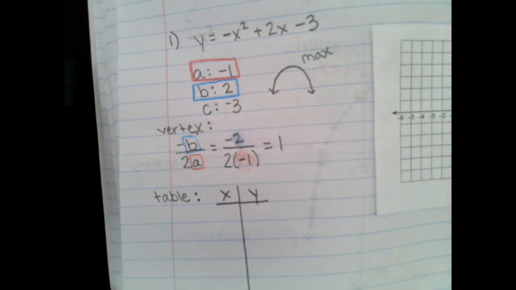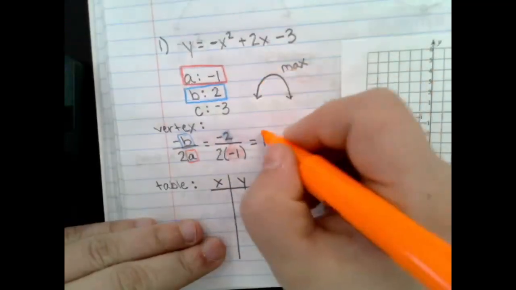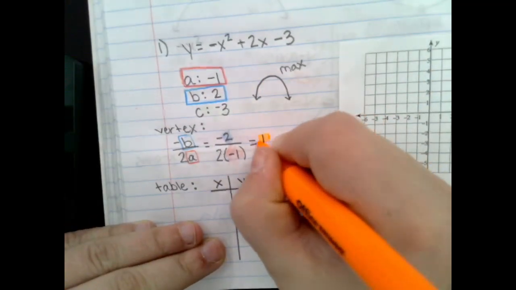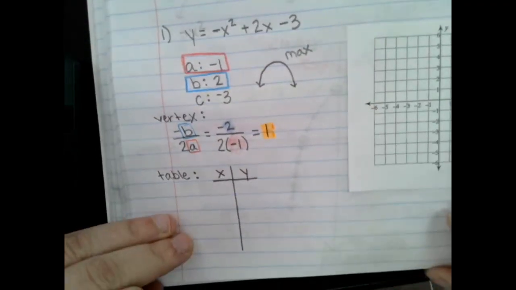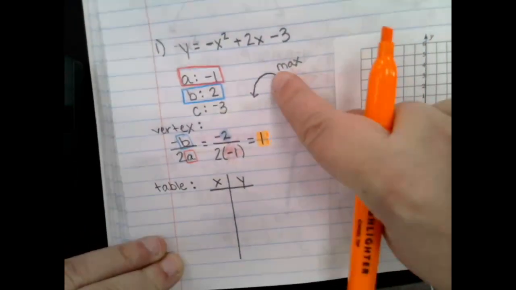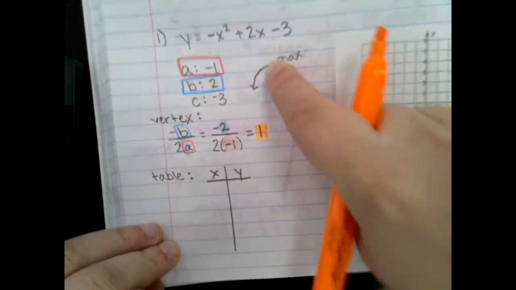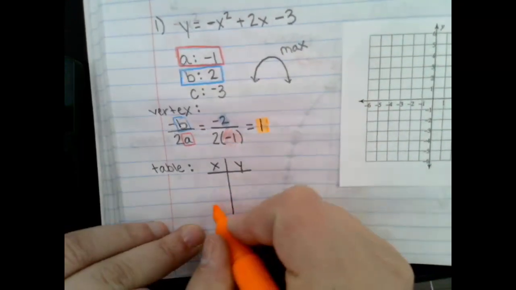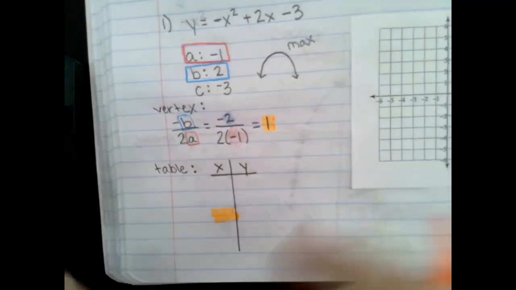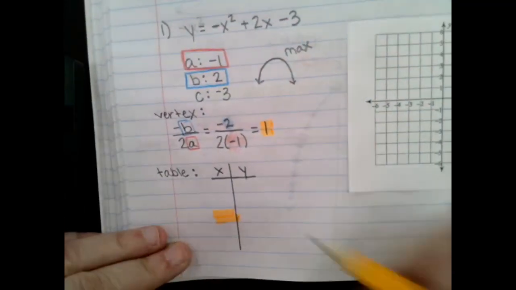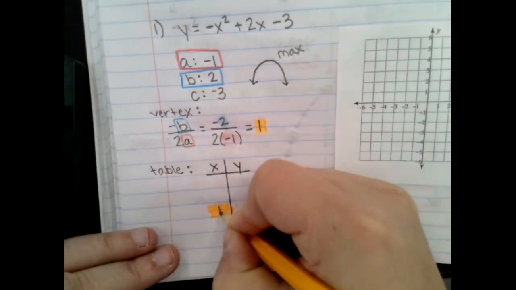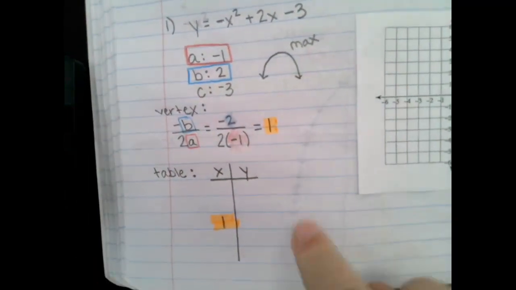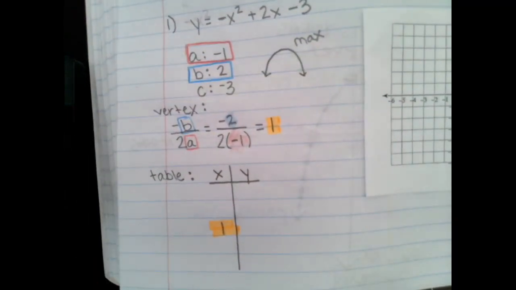So when I look at that x, where is the vertex located in our parabola? Is it at the beginning, the middle, or the end? The vertex? The middle. So whatever I got there, I'm going to put that 1 in the middle of my table. So I'm going to put a 1 right in the middle, and I'm going to create my table around that 1.